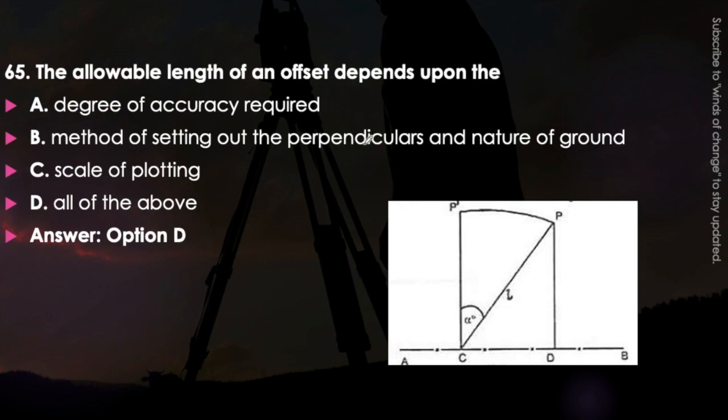Okay, then the method of setting out the perpendicular and nature of the ground, whether it is being set out by 2 points by taking the distance from these 2 points, or taking 1 point and angle from that, from the normal to it, or anything like that. So in that manner, the method of setting out the perpendicular and nature of ground, and scale of plotting. It will also depend upon the scale of the plotting.